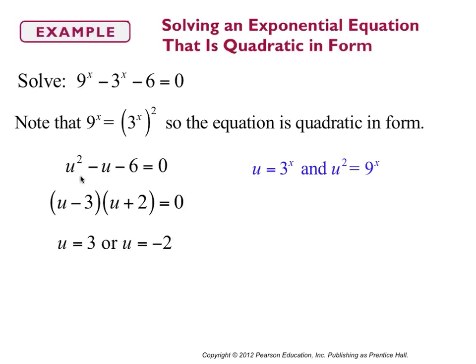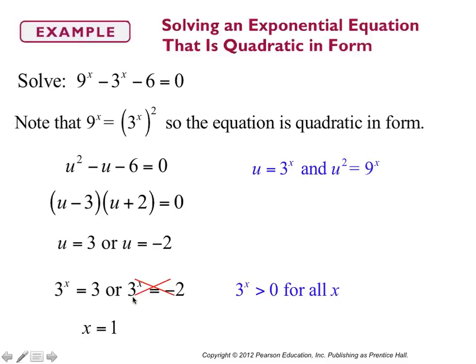But what we actually care about is what our x is, so we need to substitute it back in. So we get 3 to the x equals 3, or 3 to the x equals negative 2. Now, 3 to the x equals 3, that one's just going to be x equal to 1. This one is not going to work, 3 to the x equals negative 2. We know that 3 to the x has to be greater than 0 for all x because of what we know about domain and range. So we just get x equals 1, and that's going to be our solution.